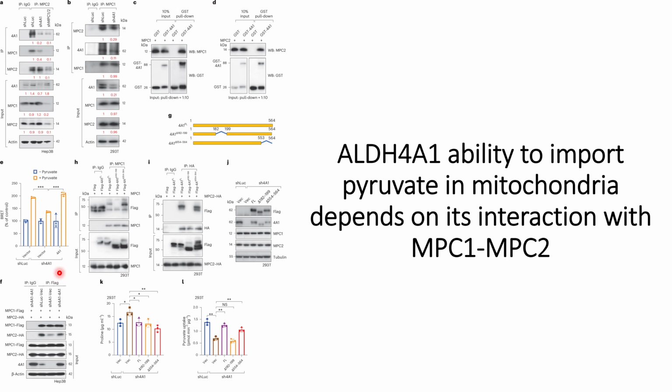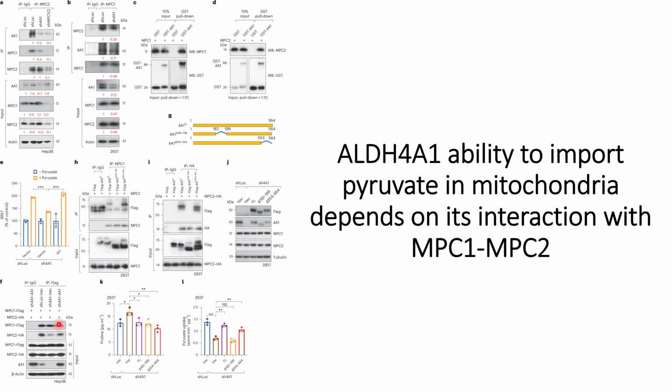In the case where ALDH4A1 is knocked down, both when pyruvate is used and when it is not used, they see a low amount of signals. But when they reintroduce the wild type ALDH4A1 and don't add the pyruvate, they see fewer signals, indicating less complex formation. But when they add the pyruvate, they see more signals, indicating that the MPC1, MPC2, ALDH4A1 complex formation is high.